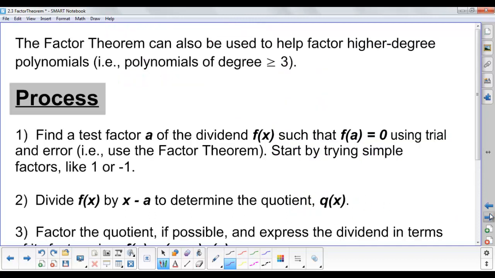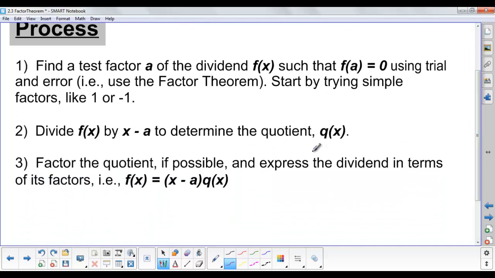Alright, moving on. So what we're going to do now is use the factor theorem. It helps us factor higher degree polynomials, so something of degree 3 or more. What we're going to do is find a test factor. So we're going to do a little bit of trial and error, sub in some values for a, and see if it equals 0. If it does equal 0, we know that x minus a is a factor. And then we will do some synthetic division to determine the quotient and create a statement that shows the factored expression.